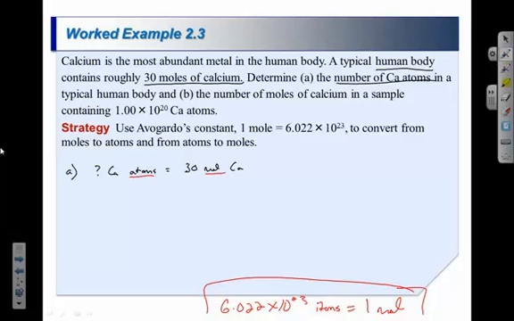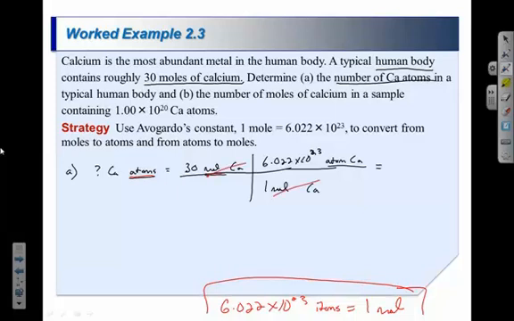And that's what I have. I'm converting from something super tiny to something much bigger. That's when I know I want to use Avogadro's number. So I can say that 1 mole of things equals 6.022 times 10 to the 23rd of those things. So the moles cancel, and I just need to multiply 30 times Avogadro's number, and that will give me my answer in atoms. Questions about that?